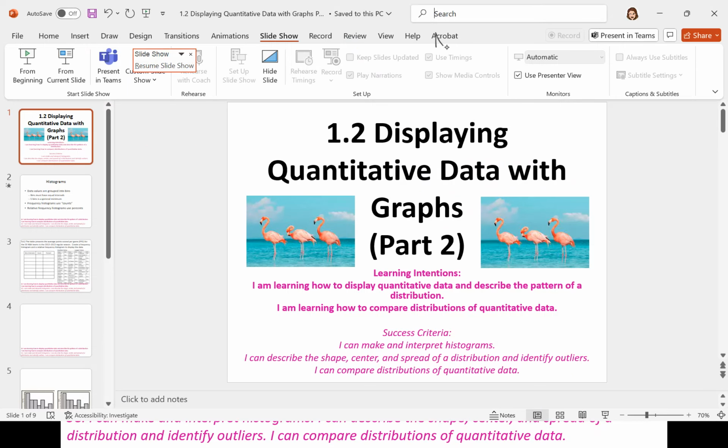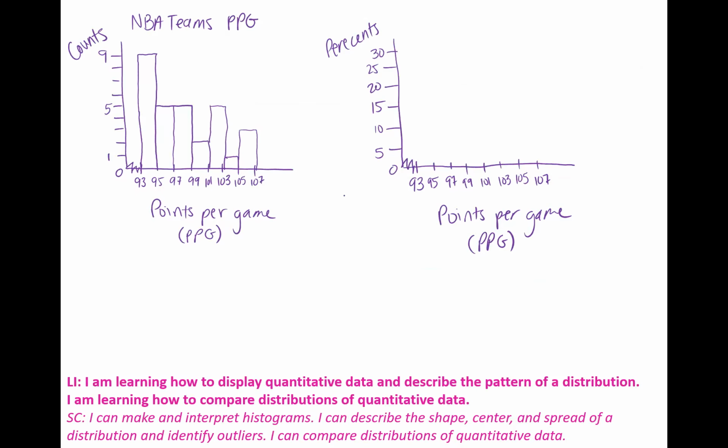And again, the title at the top. Sorry, my little pen was being a little funny a second ago. There we go. NBA teams, PPG. Okay, so my first group here was the 30%. So I'm going to go all the way up to 30.